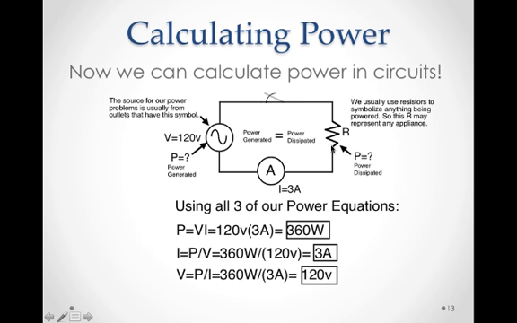We also know the voltage here. We could use our other power equation, V squared over R. So V is 120 volts. 120 squared would be 14,400 volts squared. That divided by 40 ohms would give us the 360 watts as well. So you could also use V squared over R. So those are all the power equations here. Again, power being delivered and power being dissipated in the resistor here.